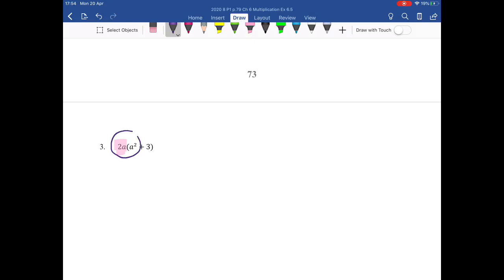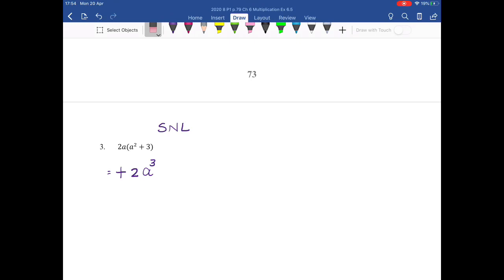So again, I'm looking at that, and I'm going to do signs, numbers, letters. Positive times a positive is positive. This is a 1a. 2 times 1 is 2. I'm multiplying powers with the same base. A, 1 plus 2 is 3. Now I'm done with that term.